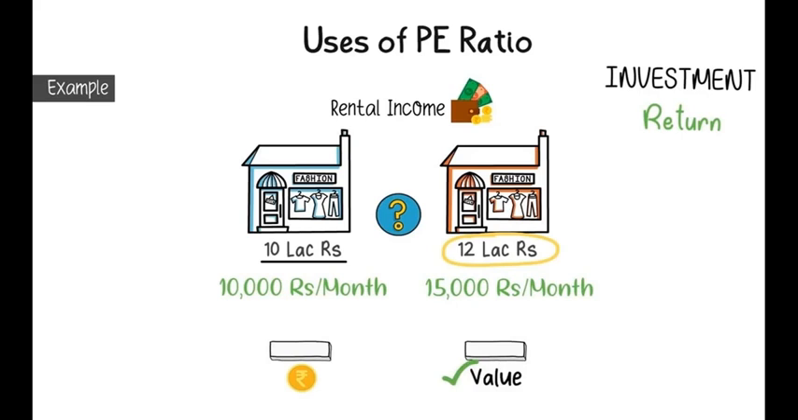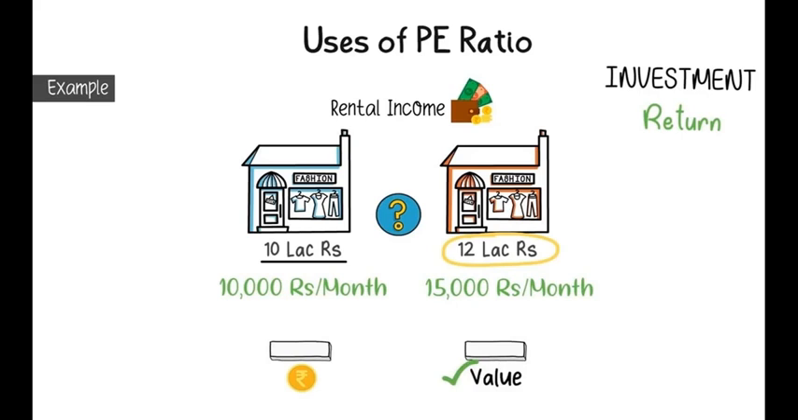So here we have to see 10 lakh divided by 10,000. And for the second building, 12 lakh divided by 15,000. If we compare, the second building will be available at a lower cost because its returns are high. So the second building will give us the higher value and is more preferable. So when considering an investment, we should not only see the investment that we have to make, but also consider the returns that we will get from that investment.